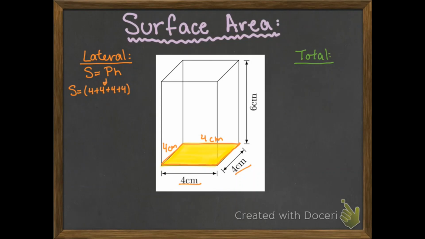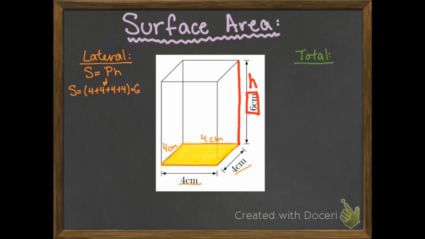And then you need to multiply that by the height. The height is shown on your diagram, which is the one that is not associated with the base. And that is going to be, in our example, 6 centimeters. That's our H. This is going to apply for both the total and lateral, by the way. So our height would be 6.